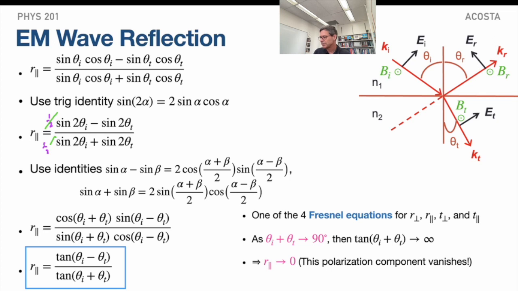That is basically Brewster's law, where only one polarization component remains, and that's the one not parallel to this reflection plane, but the one perpendicular to it. So that was the main goal, but we can explore this a little bit more carefully, as well as discuss those other Fresnel equations. So I'll move on to the next slide.